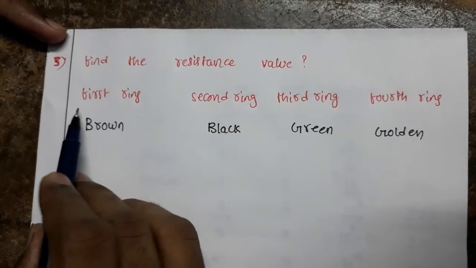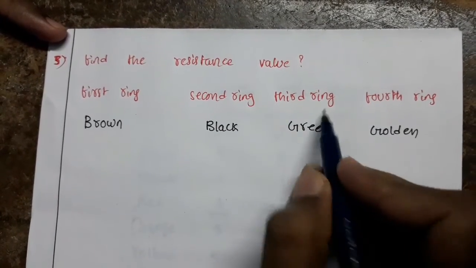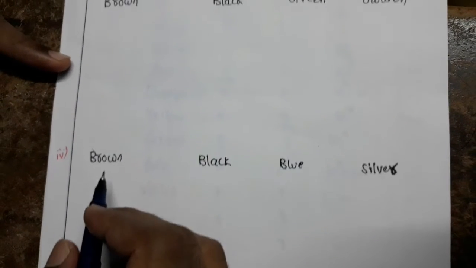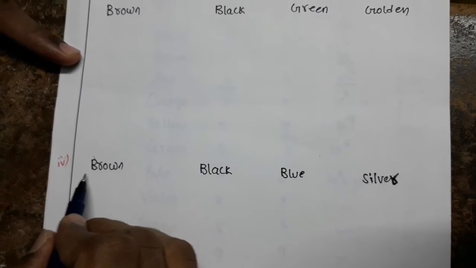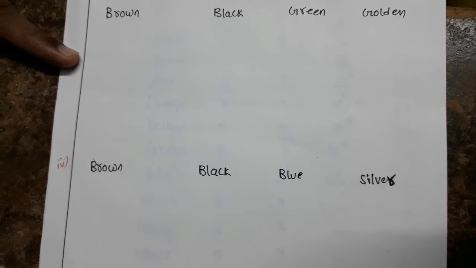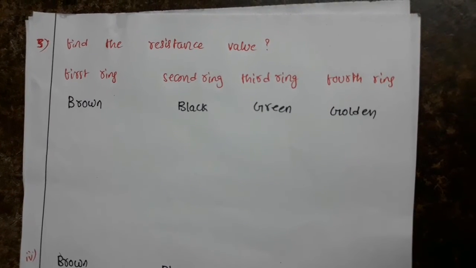For the third question, the first band is brown, the second band is black, the third band is green, and the fourth band is golden. For the fourth question, the first band is brown, the second band is black, the third band is blue, and the fourth band is silver. Please do these problems and comment in the comment box, or you can use the group link in the description. I will keep the color values in the video. Please follow that for these questions.